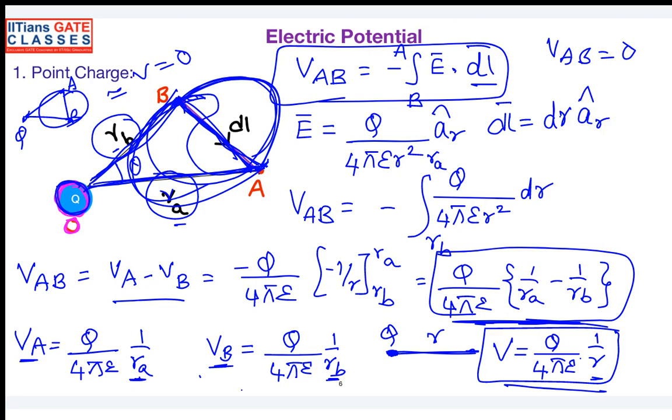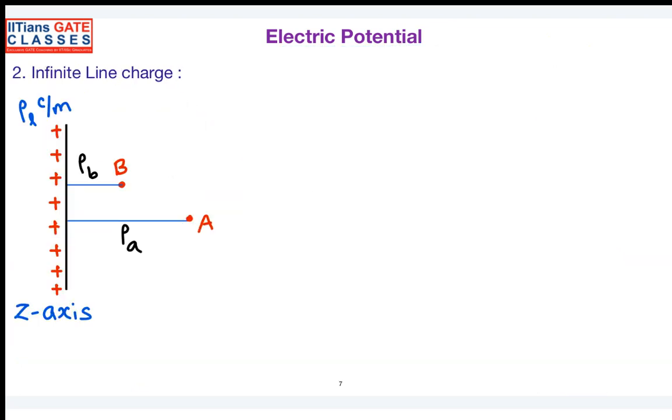Now move on to the next one. So consider there is an infinite line charge, located like this. Assume that it is along the z-axis. I have considered 2 points, point B and point A here, where there is a change in the radial distance from the source. I want to find out the potential difference here. You can try this and tell me the answer, using the same method we used earlier.